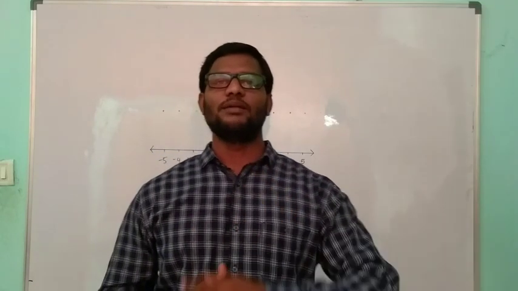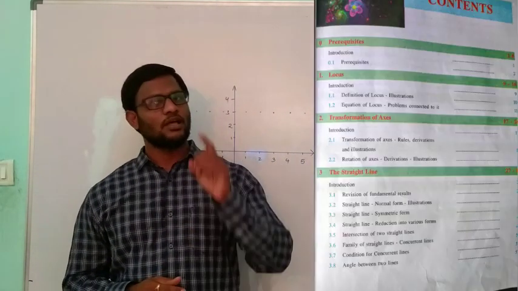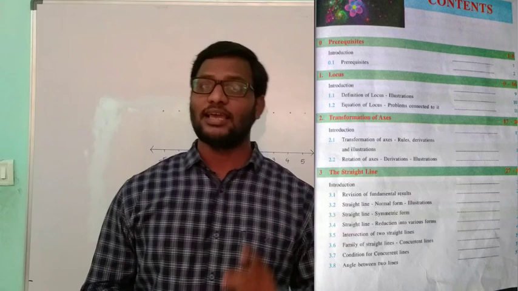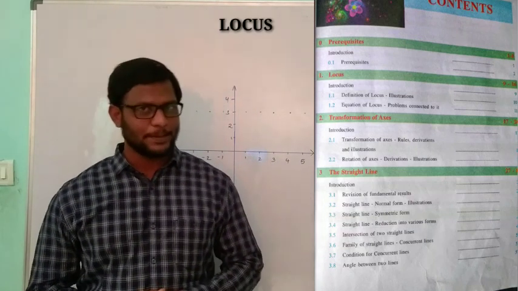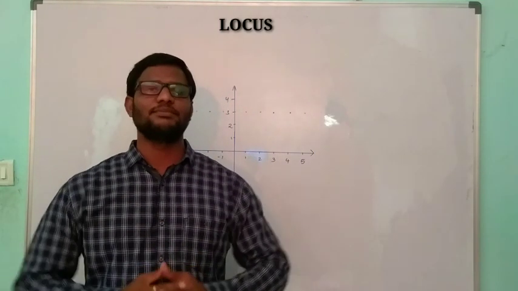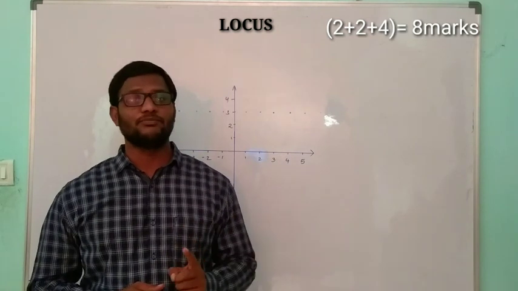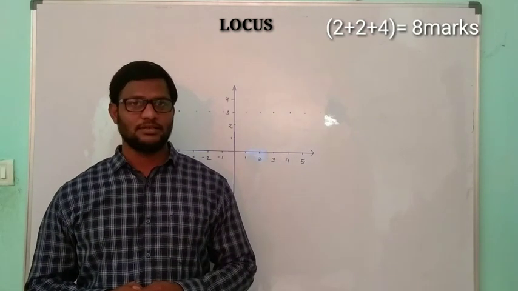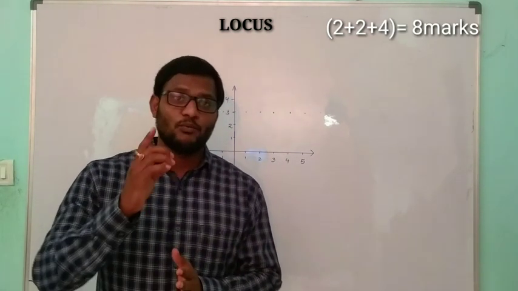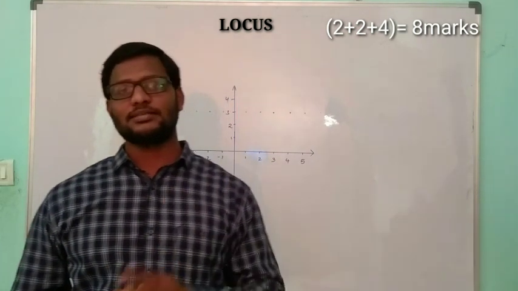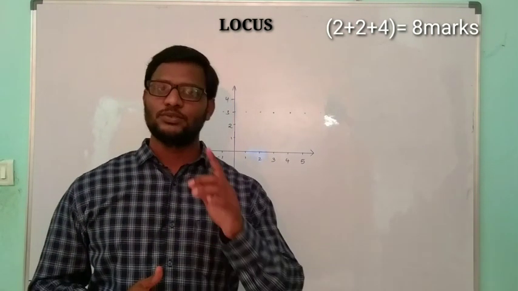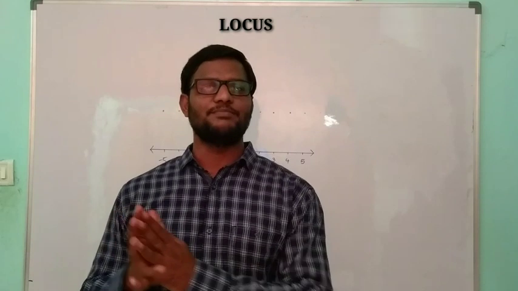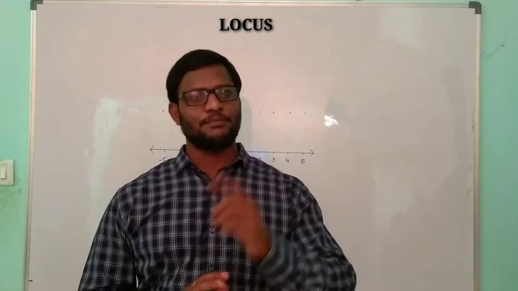What is the first chapter in 1B? Locus. Locus is a part of coordinate geometry and it is a very simple chapter. You can score a minimum of 4 and a maximum of 8 marks. We may expect one short answer question of 4 marks and two very short answer questions of 2 marks each, total 8 marks, but the 4 marks question is compulsory.